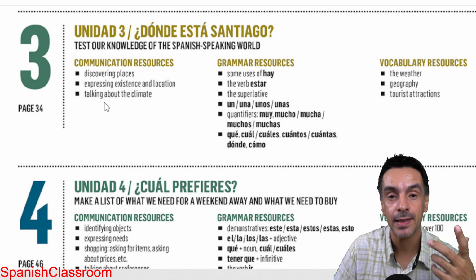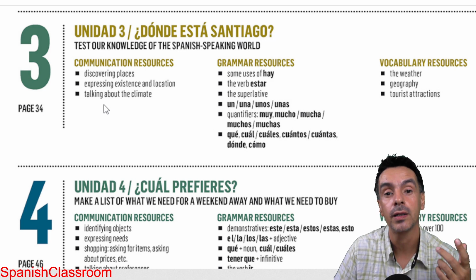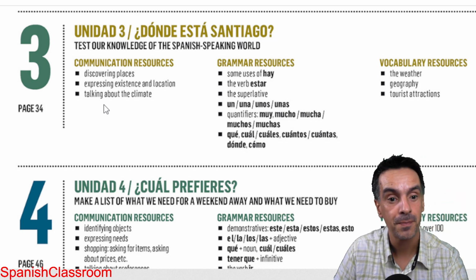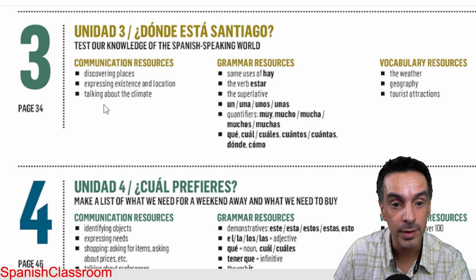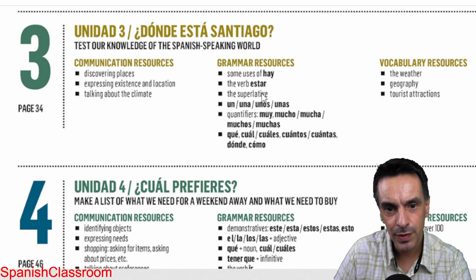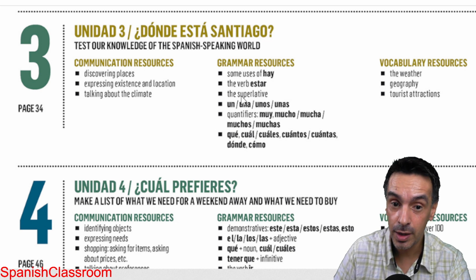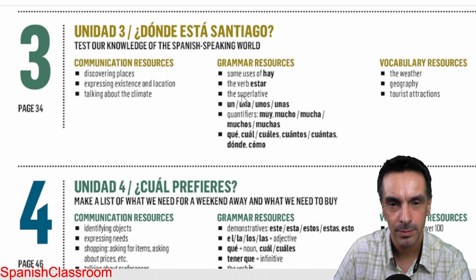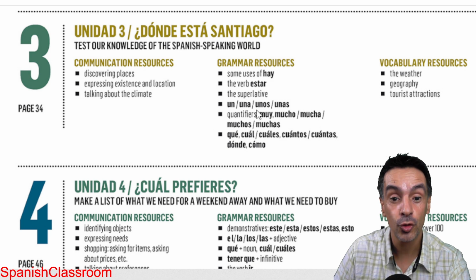Expressing existence and location, like I'm here, where is your friend, right? Where the things are. You can talk about weather conditions, climate. Grammar resources as well, some uses of the verb to be, of course, but the verb to be estar. The verb to be is nice if you learn it in a good way. The superlative, right? Uno, unos, unas.